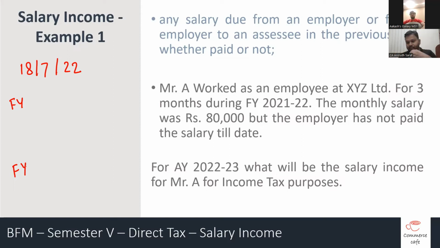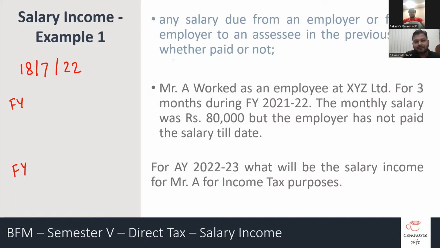While calculating the income tax in assessment year 22-23, how much will Mr. A say his salary income is? 2,40,000, sir. Why? We work for 3 months and salary is 80,000 per month. But it is not paid yet. I'm asking you, it is not paid yet. So tell me. So I don't know, sir, actually.